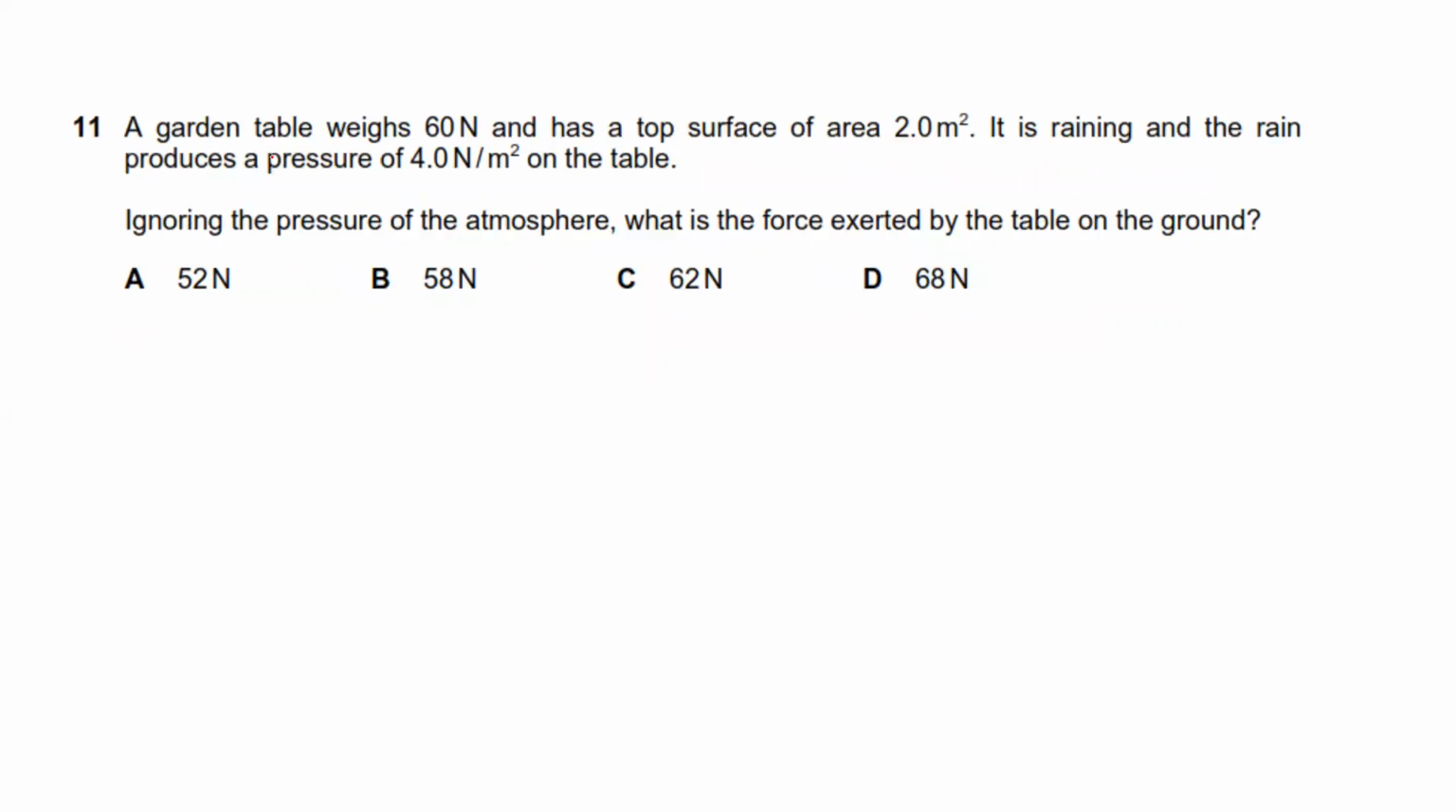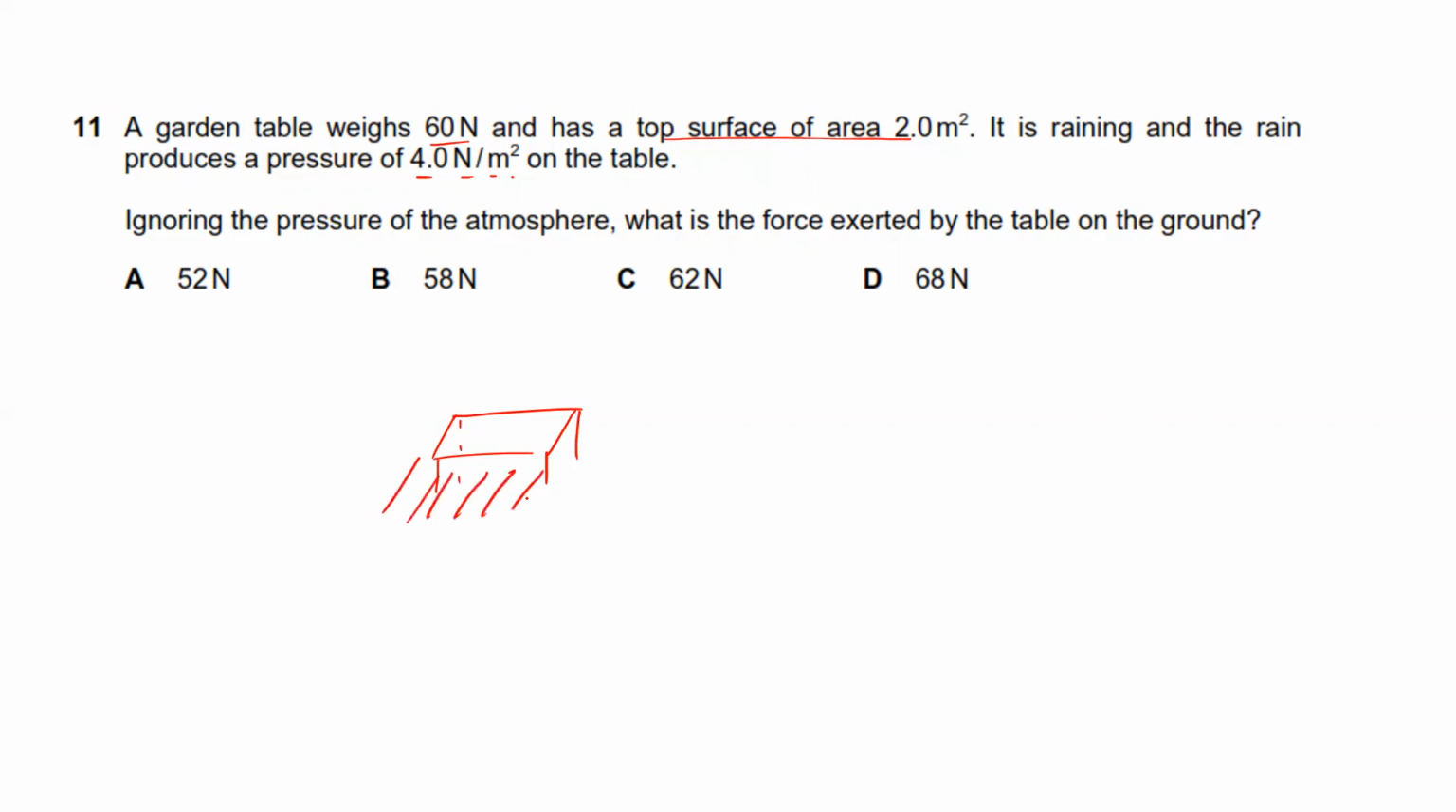Next question, question 11. It says a garden table with weight 60 Newton has a top surface area of 2 meters square. It is raining and the rain produces a pressure of 4 Newton per meter square on the table. Ignoring the pressure of the atmosphere, what is the force exerted by the table on the ground? So say for example, this is your table.